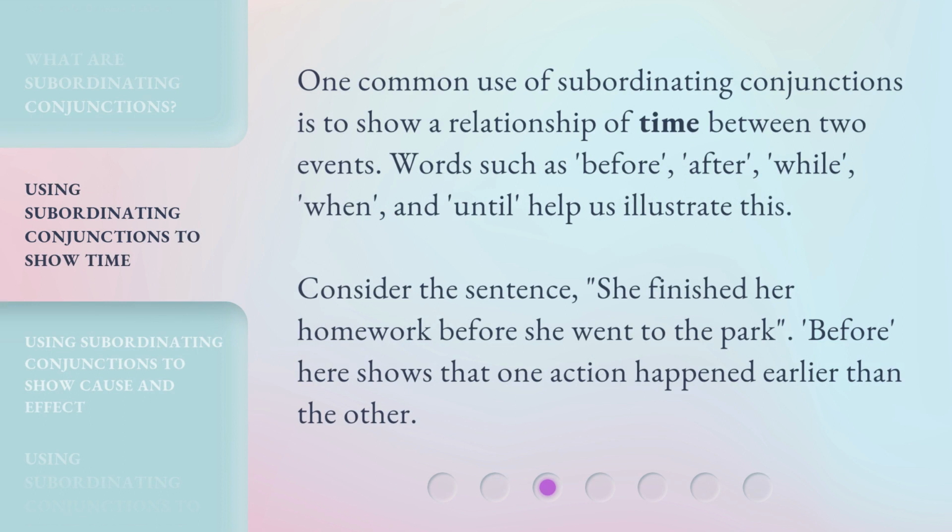One common use of subordinating conjunctions is to show a relationship of time between two events. Words such as before, after, while, when, and until help us illustrate this. Consider the sentence, she finished her homework before she went to the park. Before here shows that one action happened earlier than the other.